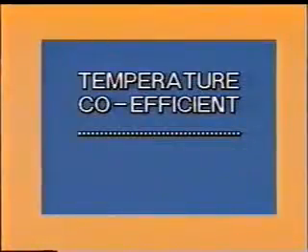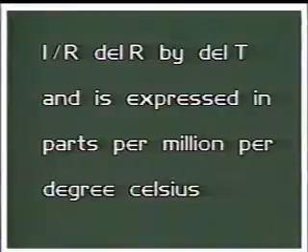However, precision resistors can be made accurate to plus minus 0.25% to plus minus 0.05% or, if desired, up to plus minus 0.01%. Temperature coefficient is defined as 1 by R del R by del T and is expressed in parts per million per degree Celsius.